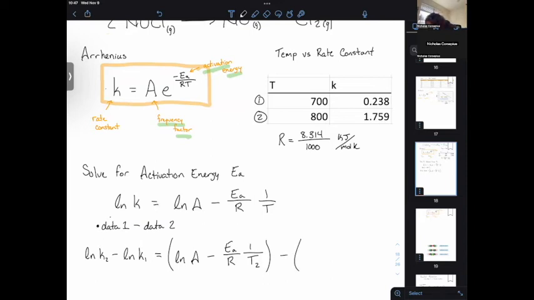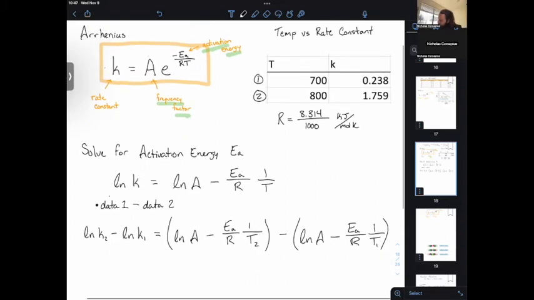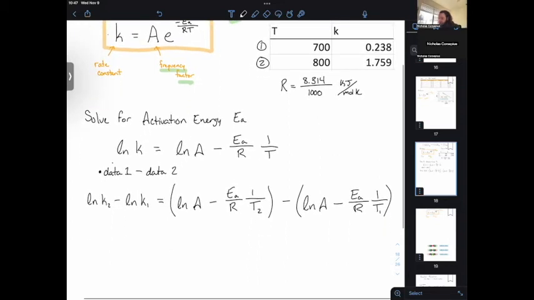And then I'm going to subtract the first one, natural log of A minus EA over R, 1 over that first data point. Okay, you could actually switch them. Oh, which I did in this thing here. Gosh dang it. This is data point 2 minus data point 1. You could do it the other way as well. It really doesn't matter. You just got to make sure it's consistent on both sides of your equal sign. Right, so 2 minus 1, 2 minus 1.